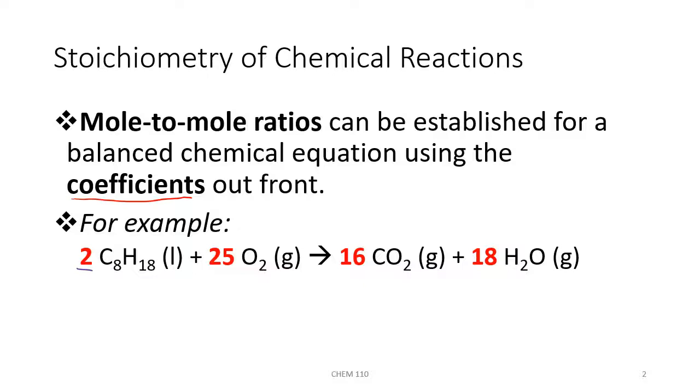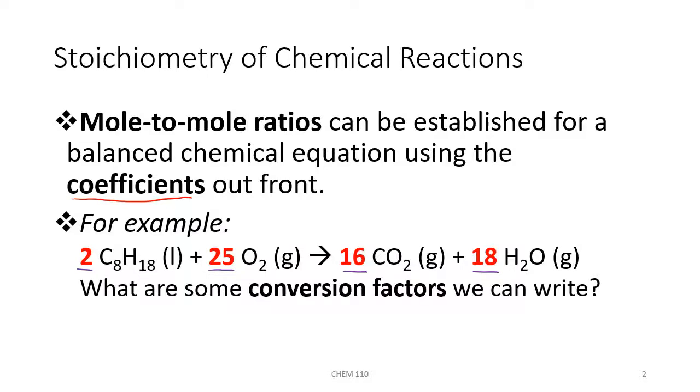Using any of the coefficients out in front of our species in this balanced chemical reaction, we can write mole-to-mole ratios from reactants to other reactants or reactants to products. So just a few examples of some ratios we can write. 2 moles of octane are equal to 16 moles of carbon dioxide. We could say 2 moles of octane always react with 25 moles of oxygen.